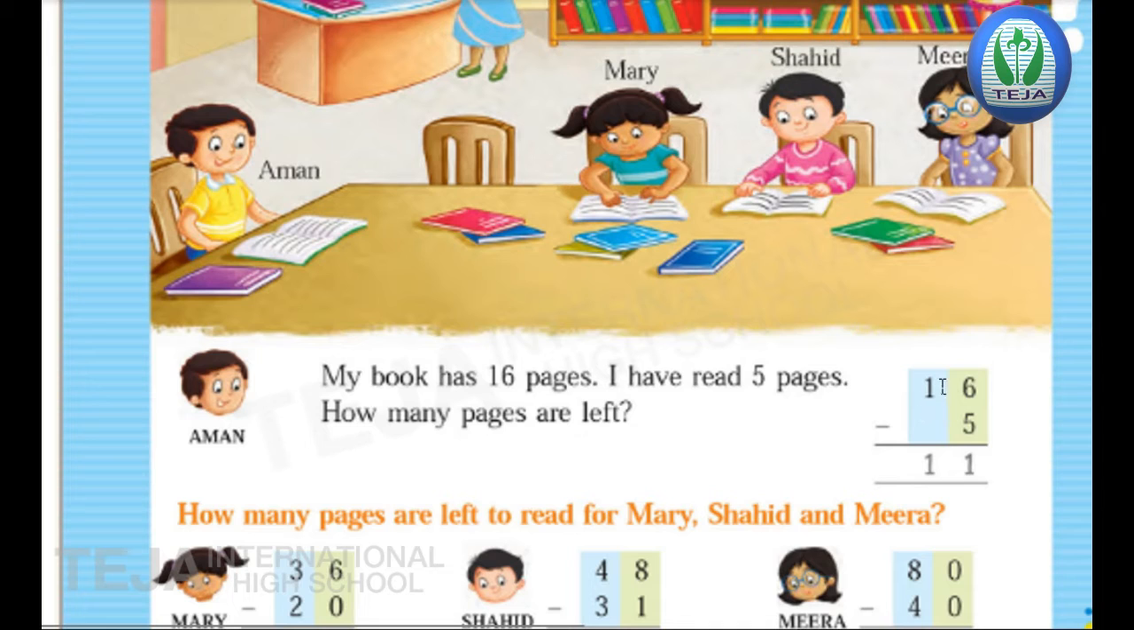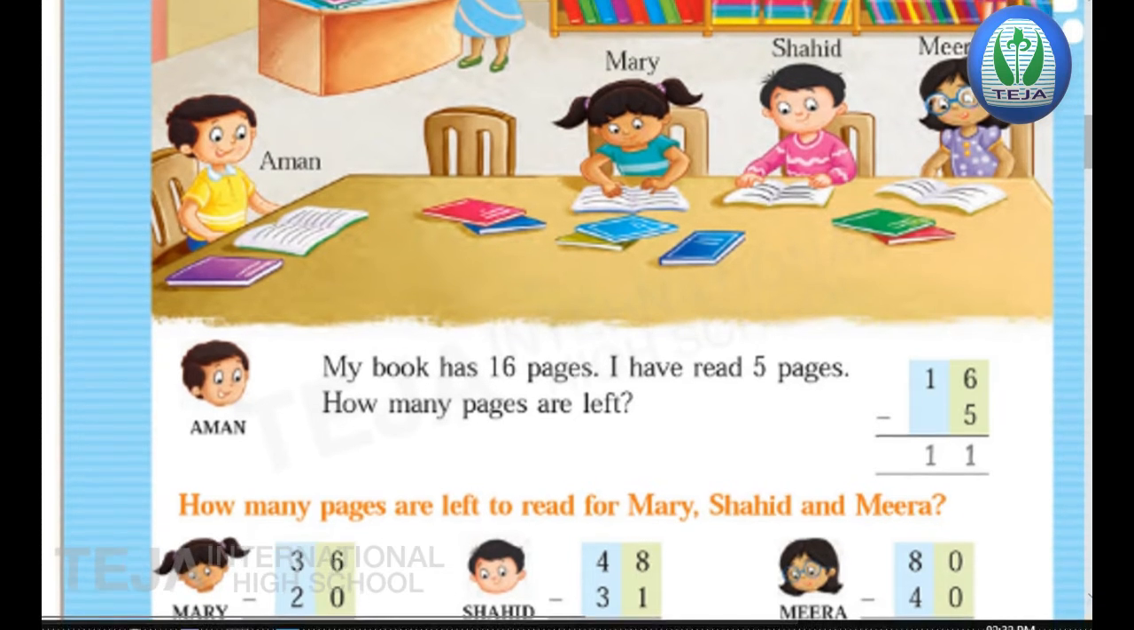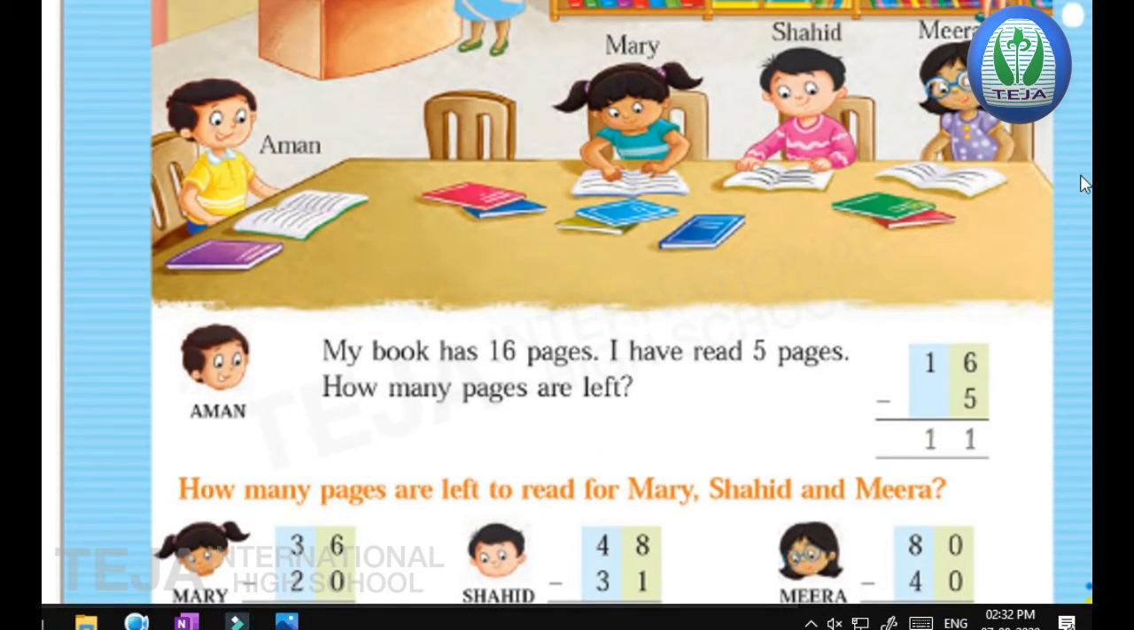Okay. So here, look here. Here the total number of pages in the book is 16. In that he had read 5 pages. So 16 minus 5. 6 minus 5 is 1, and here 1 is there, so nothing is there to subtract from it. So 1, write as it is. So total how many pages are left to read? 11 pages. Okay. Now that one is solved. Now we'll see the next.